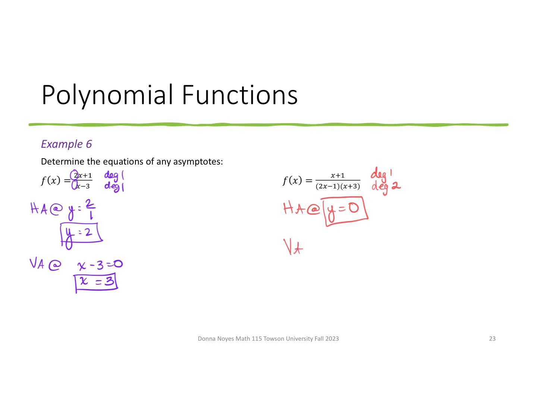We still find our vertical asymptotes in exactly the same way. We would say that would be where 2x minus 1 equals 0 and x plus 3 equals 0. So here we add 1 to both sides, so 2x equals 1. So x equals 1/2 would be a vertical asymptote. And x equals negative 3 would be our other vertical asymptote.